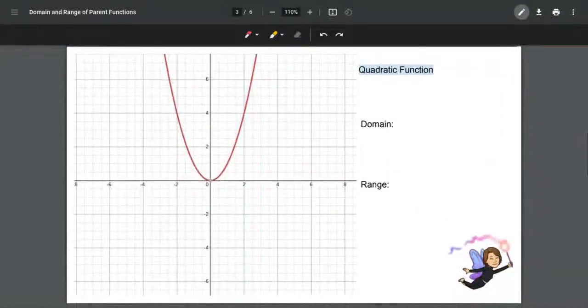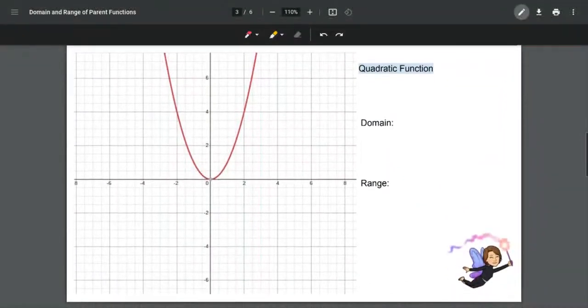Let's look at quadratic functions this time. Now, what is the graph of a quadratic function? It's a parabola. Okay, not a line. It's not a straight line. It's a parabola. So it's curved, U-shaped.